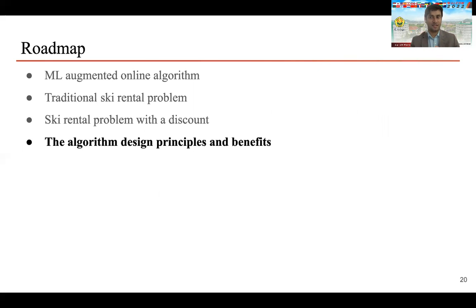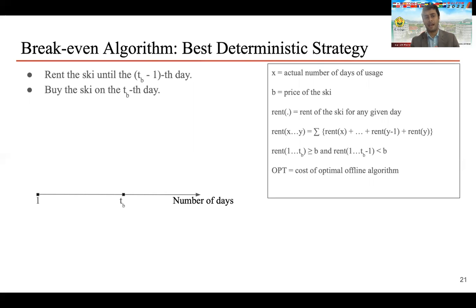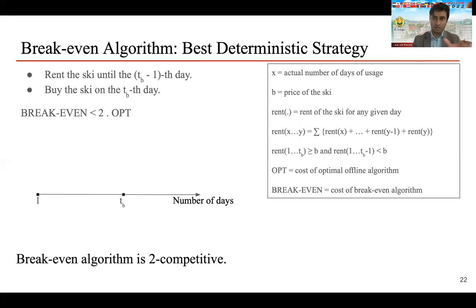Now, let us introduce the algorithms that we designed here, and the design principles and their benefits. The first algorithm we have is the break-even algorithm, which is the best deterministic strategy. It follows the same way that we designed the break-even algorithm for the traditional problem as well. What we basically do is rent the ski until the TB minus 1th day, and buy the ski on the TBth day. TB is the particular day where we cross the limit of the price of the ski, which is B in terms of rent. That's why we call it break-even. The cost of break-even, the cost that this algorithm pays, is definitely less than 2 times OPT. That means the break-even algorithm is 2-competitive.